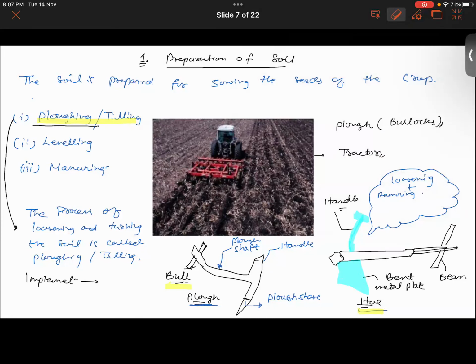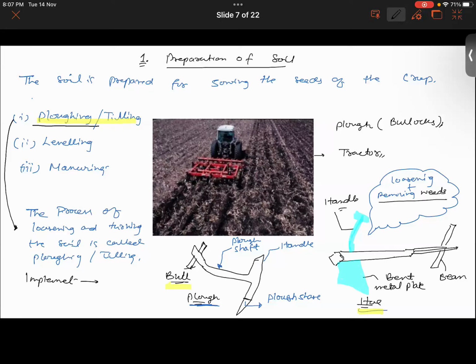Yes, sir. What are weeds? W-E-E-D-S. Seeds. No, weeds are different from seeds. Weeds are the unwanted wild crop that grows in the field. Okay. Yes, sir.